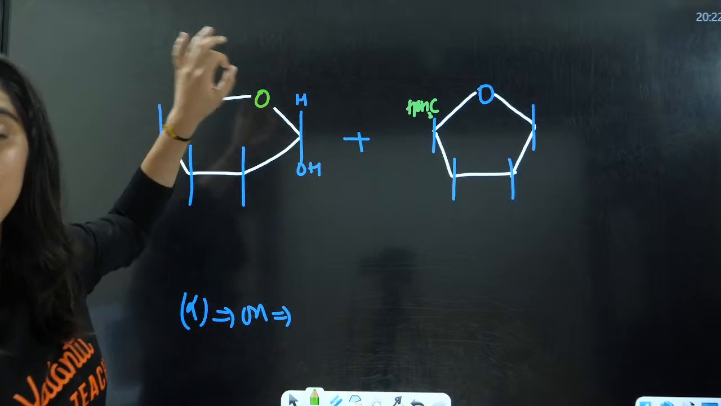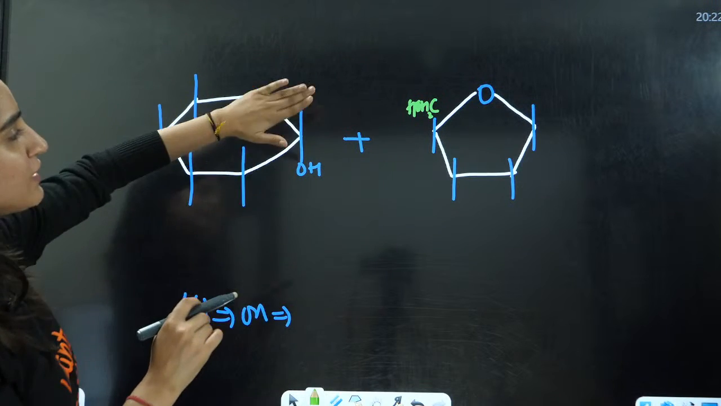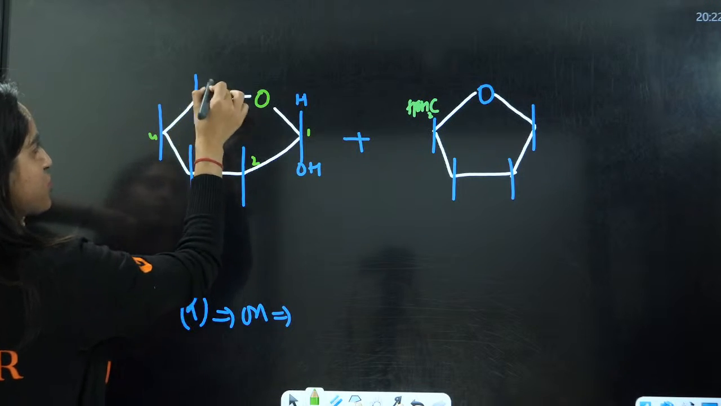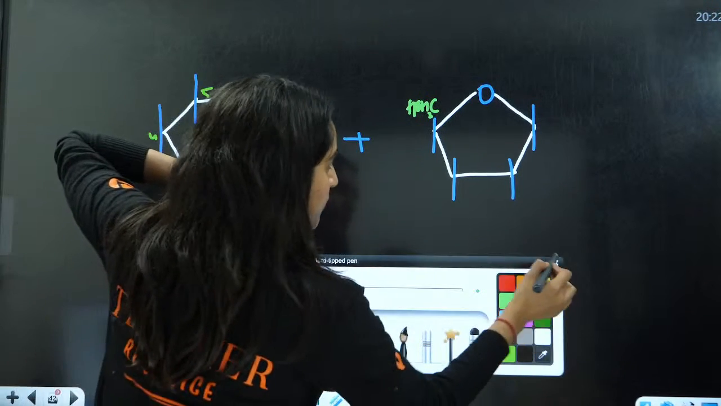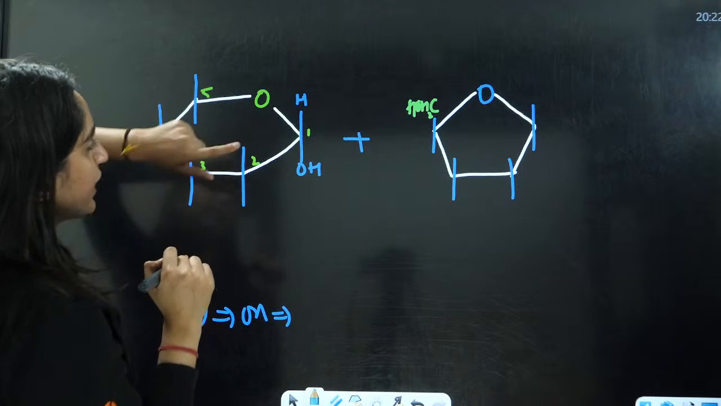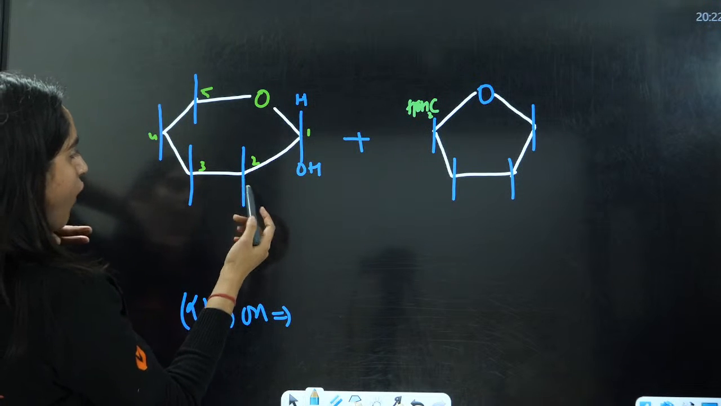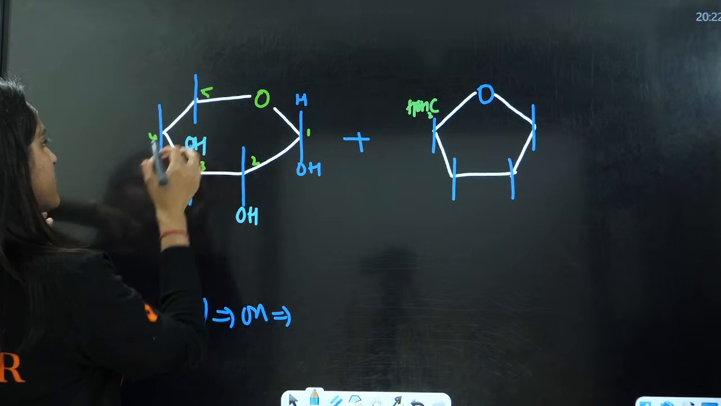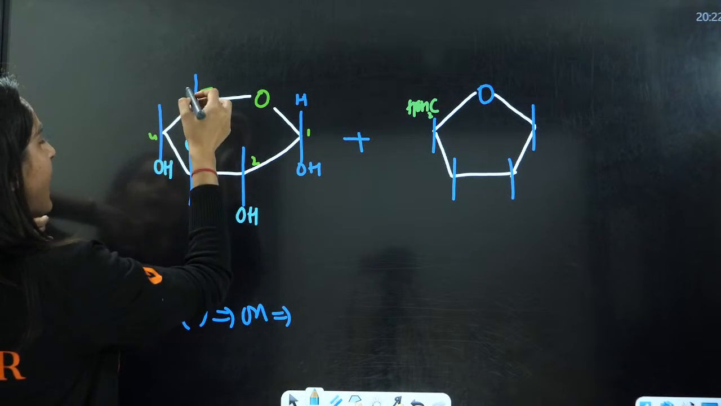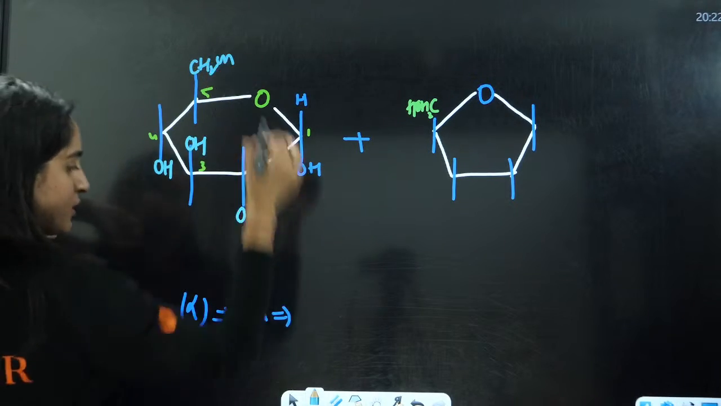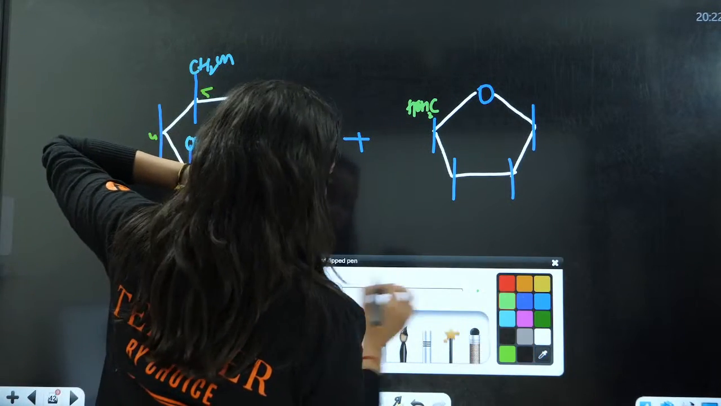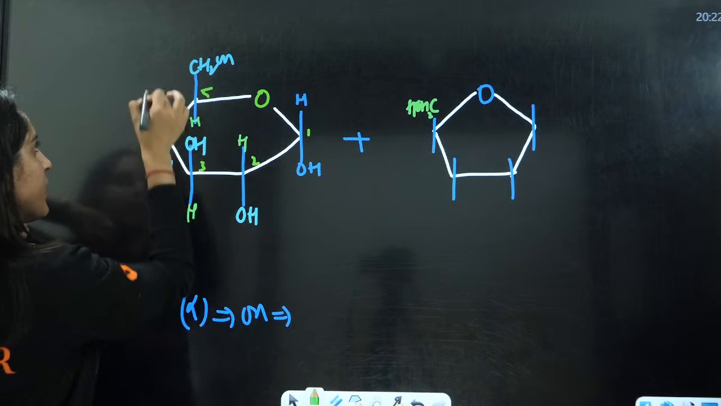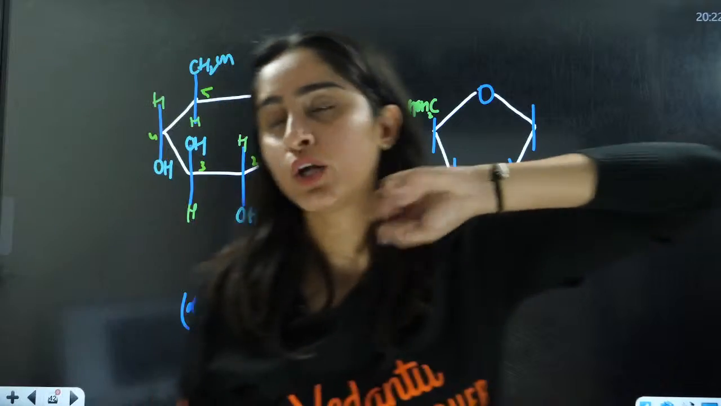You have drawn the alpha D glucose here. At alpha D, this is the first position, second position, third position, fourth position, fifth position. This is the alpha position, this is beta. On the second position, you have OH on the right side, third position OH on the left side, OH on the right side, and then you have CH2OH group here. This is H, H here, H here, H here. This is your alpha D glucose.